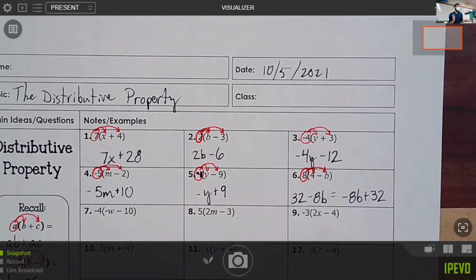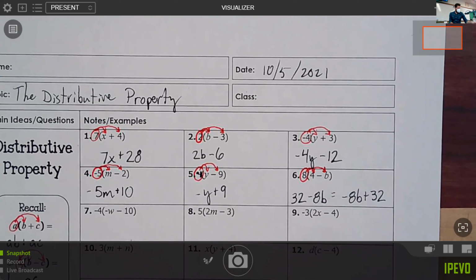And the reason why it's a plus 32 is because that 32 is positive. The minus is attached to the 8b. So the minus keeps with the 8b, and it makes it a negative 8b up front. That's a positive 32, so we add it to the back of that.